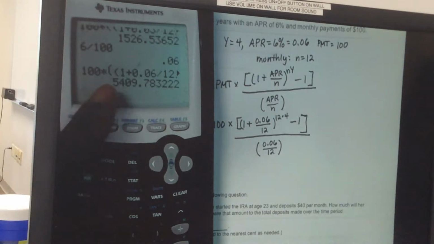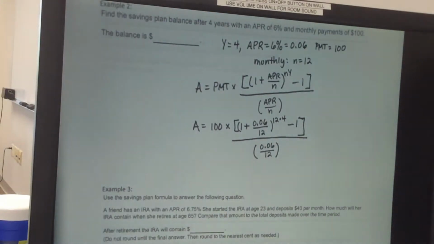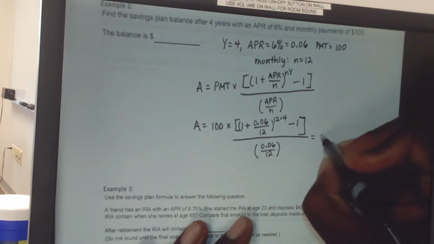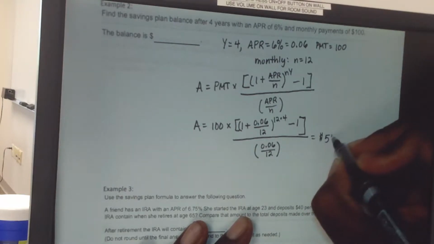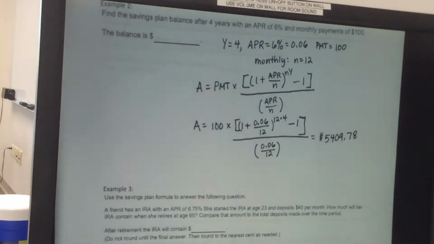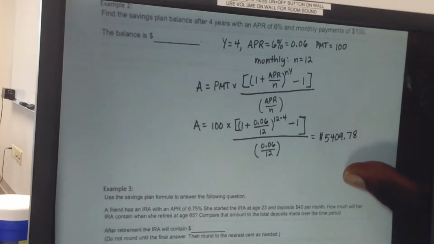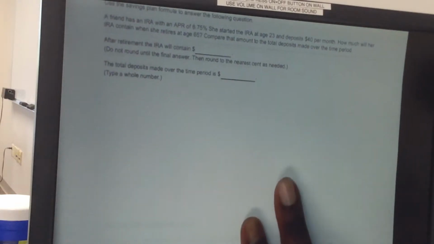And to 2 decimal places, we're going to have $5,409.78. That amount represents the balance after 4 years with an APR of 6% and monthly payments of $100. Okay, here's the next example.